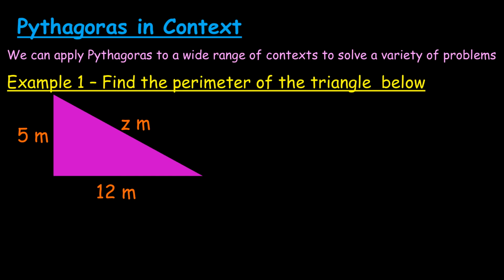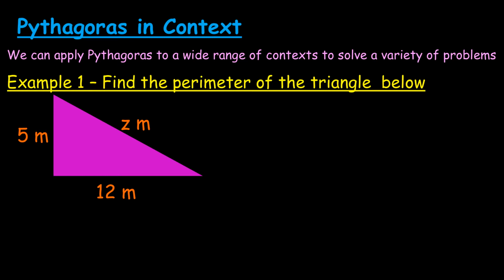For today's lesson, we're going to look at how we can apply the knowledge that we already have now about Pythagoras to a wide range of contexts or scenarios that you could come across in real life. So the first one here is using the context of perimeter. So we're going to use Pythagoras and then find the perimeter of this triangle.